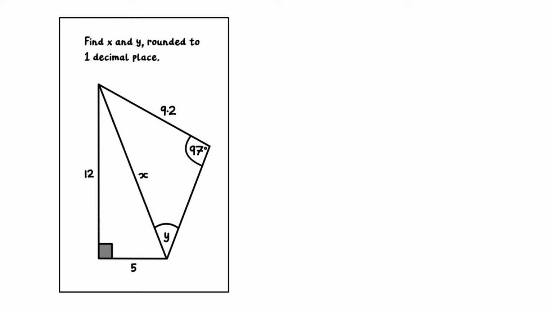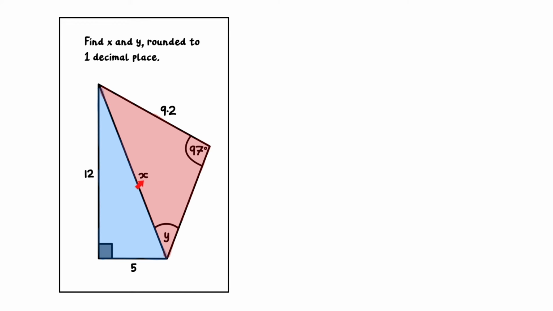In our final example, we are presented with a quadrilateral and asked to find the values of two unknowns, x and y. We have sides labelled with 12, 5 and 9.2. We also have a 90-degree right angle and a 97-degree angle. Let's start by finding the value of x. A key observation here is that our shape can be split into two different triangles, which I've coloured in blue and red.